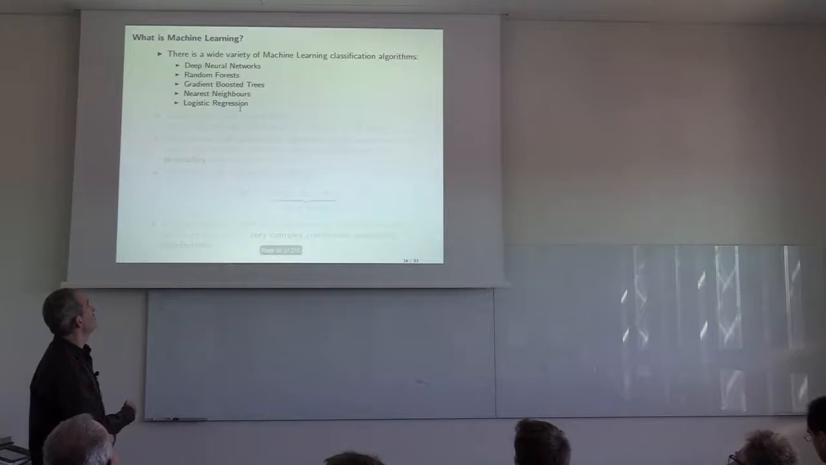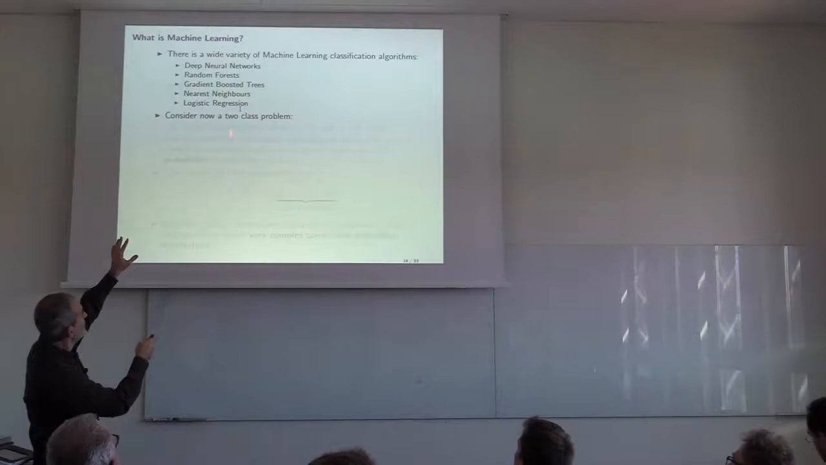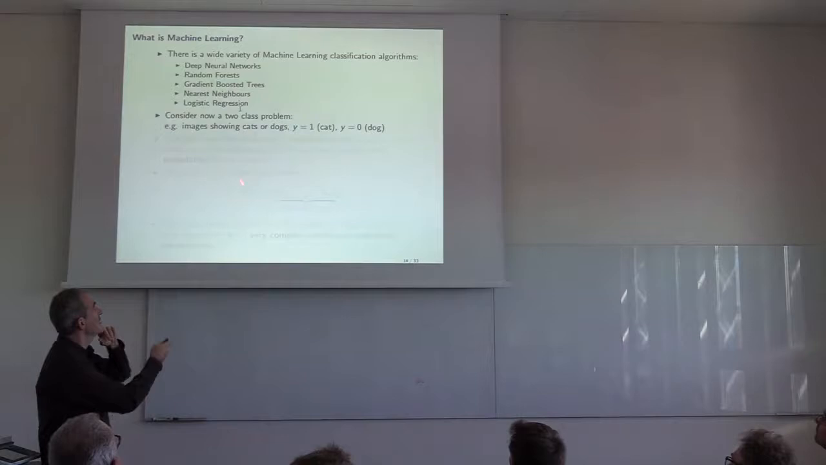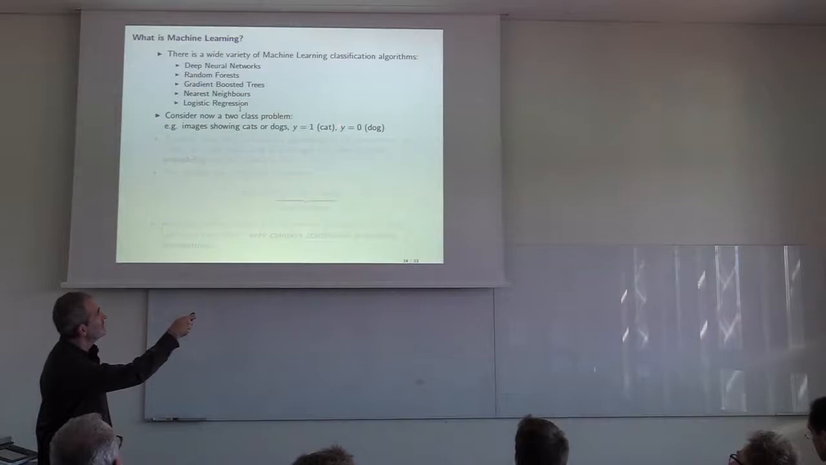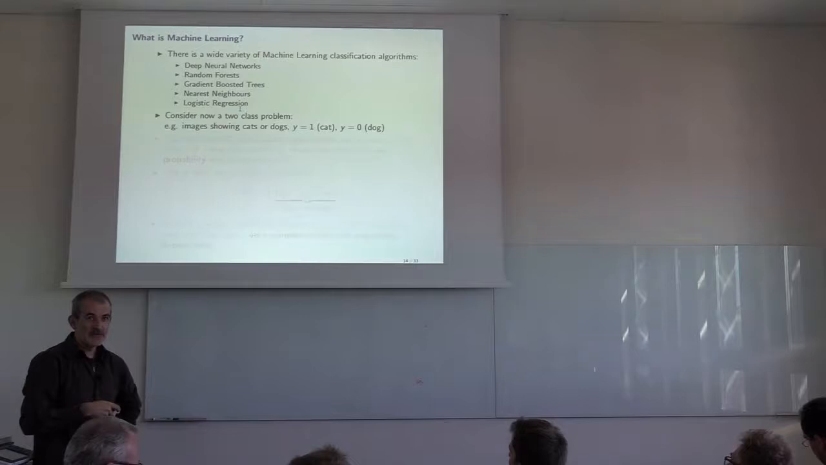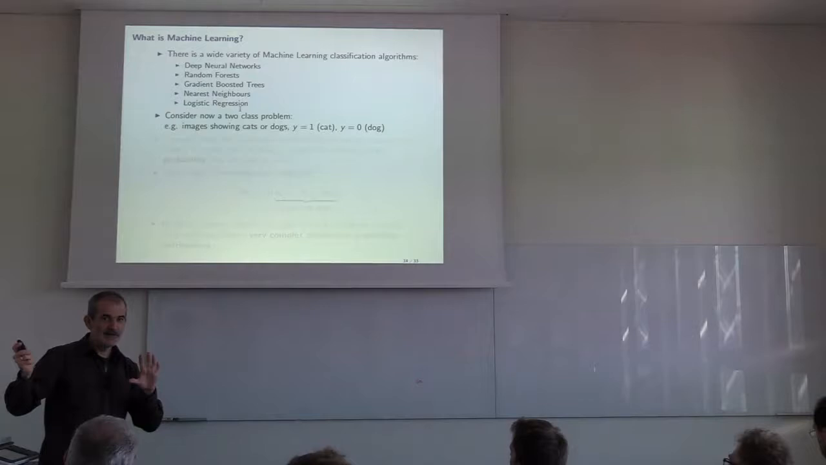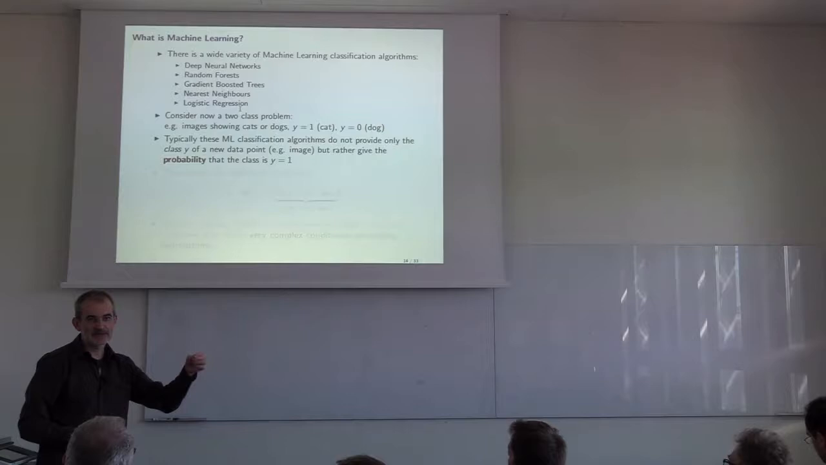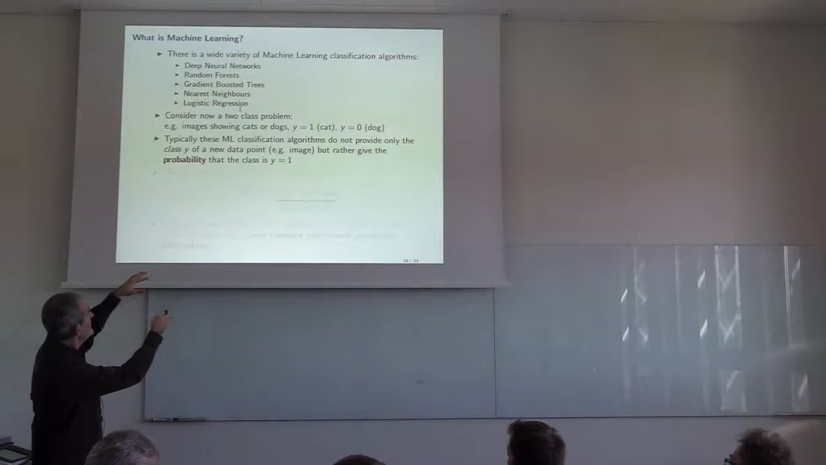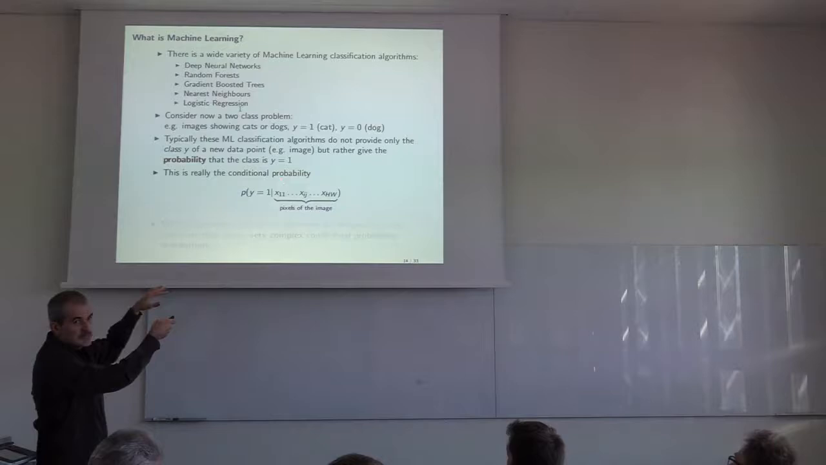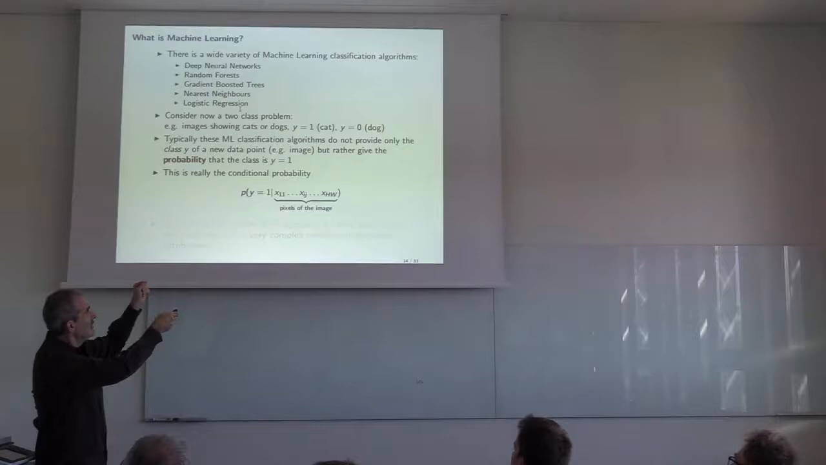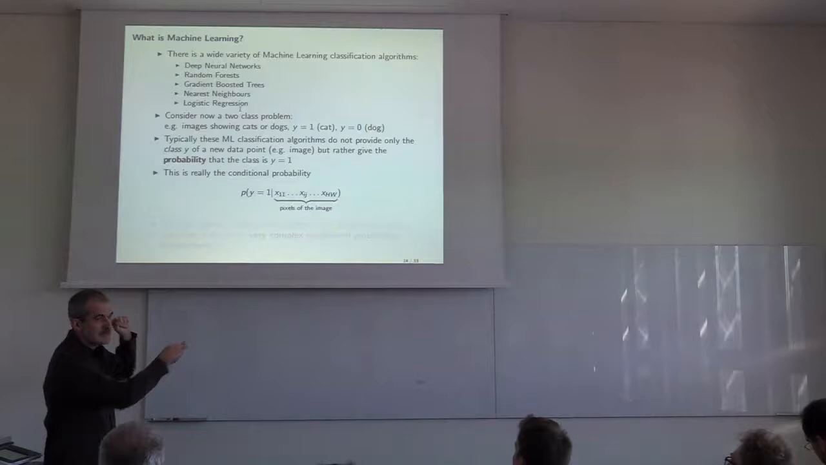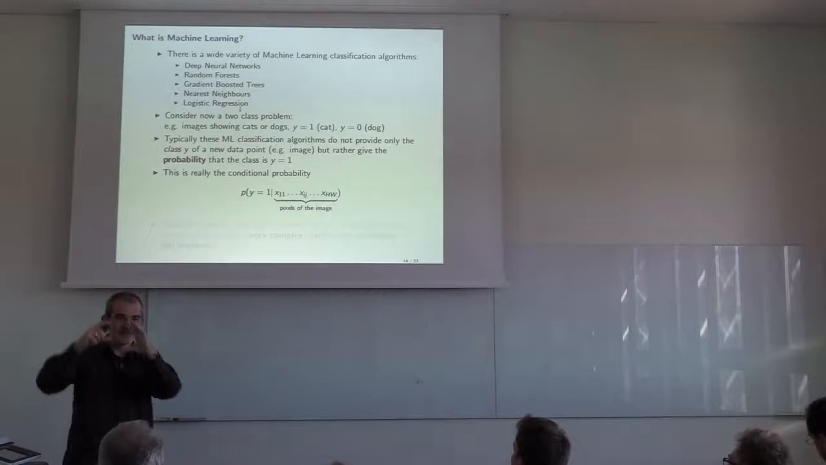Now suppose it's a two-class problem, with images showing cats and dogs. So we have just a binary class: y equal to 1 is a cat, and y equal to 0 is a dog. If we look closely into those algorithms, they do not just give us a classification that this image is a cat; what they really give us is a probability that a given image has class 1, so the probability that a given image is a dog or a cat. Mathematically, this means those algorithms give us a conditional probability distribution: the probability that y is equal to 1, the class of the image, conditioned on all the data which we give. For example, here we have all the pixels of the image. As you can imagine, this is a very complex function, if we have the pixels of the image and want to extract just the probability of getting a dog.